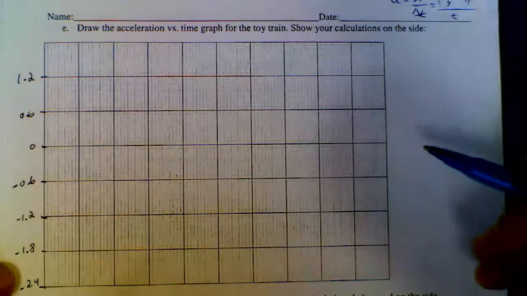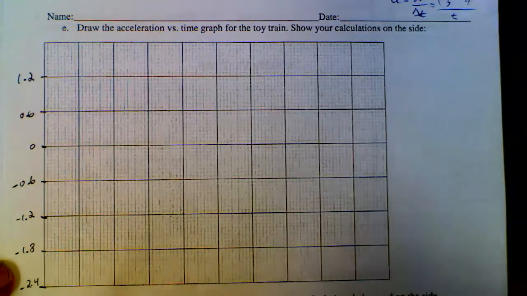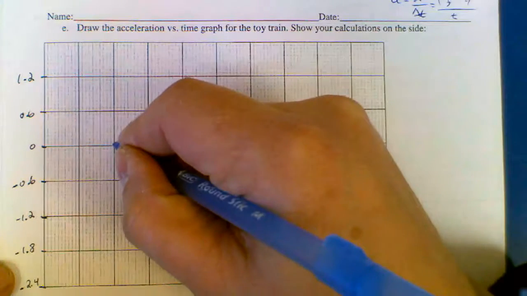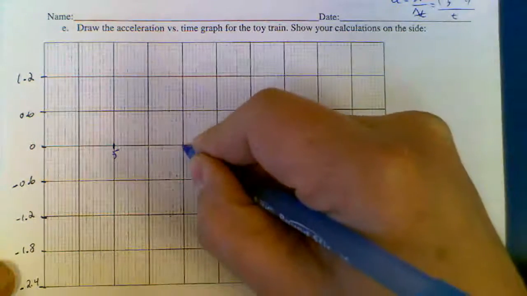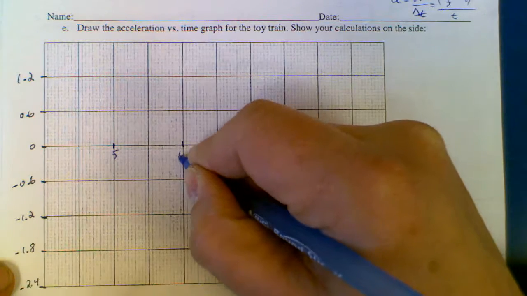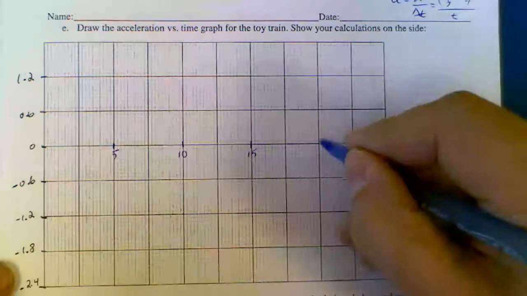I'm just going to take a second and label my time intervals on my x-axis here. So I'm going to use every 2 blocks to break it up.